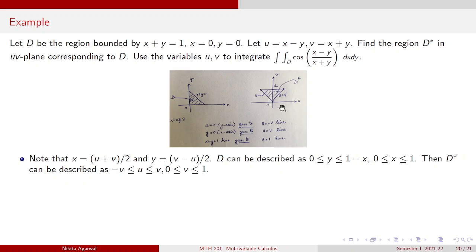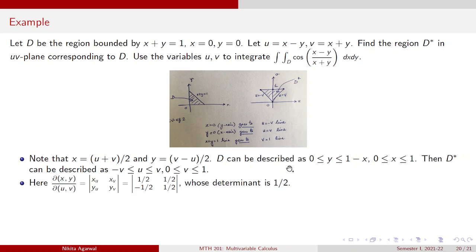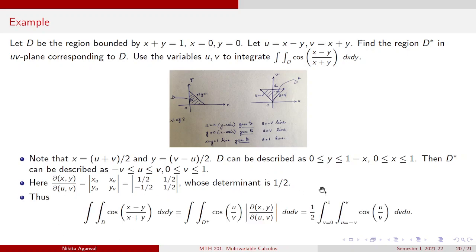It is not a type 1 region. You can check. It's a type 2 region where v goes from 0 to 1 and u goes from minus v to v. That's what I have written here. So take a pause, convince yourself that this is what is happening. So if you compute the Jacobian determinant, it comes out to be half.